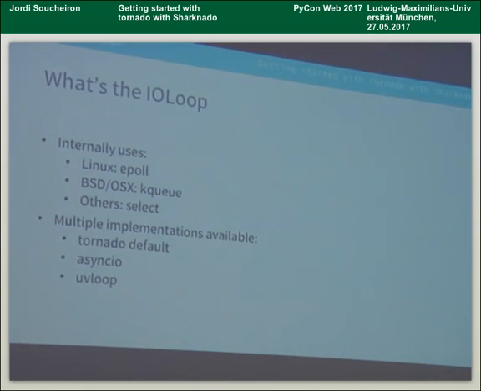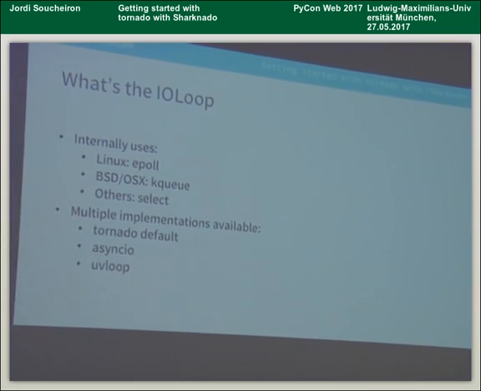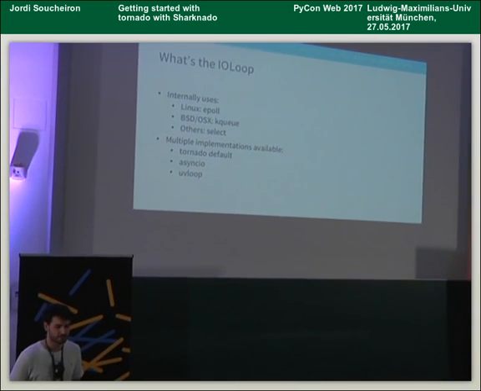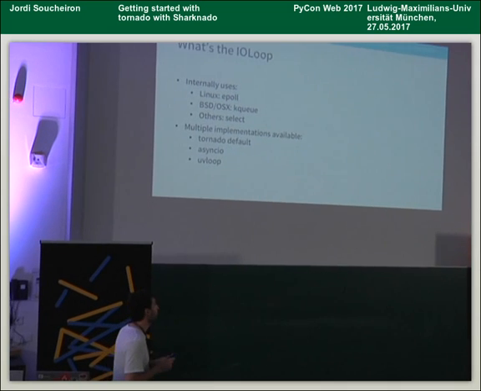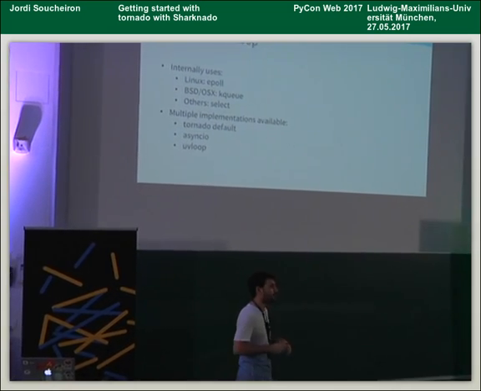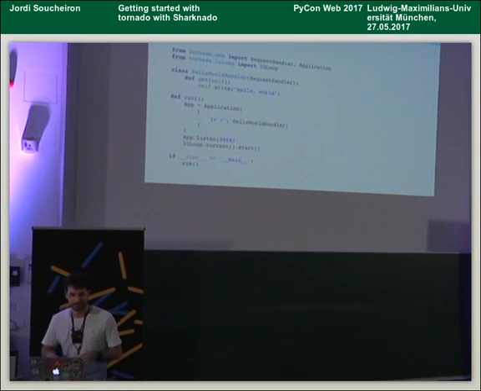How does it work? Internally, it uses epoll, kqueue, or select, depending on what's available. And there are multiple implementations. Tornado has a default, but you can use asyncio in your Python, and you can put uvloop on top of that if you want to gain some speed.